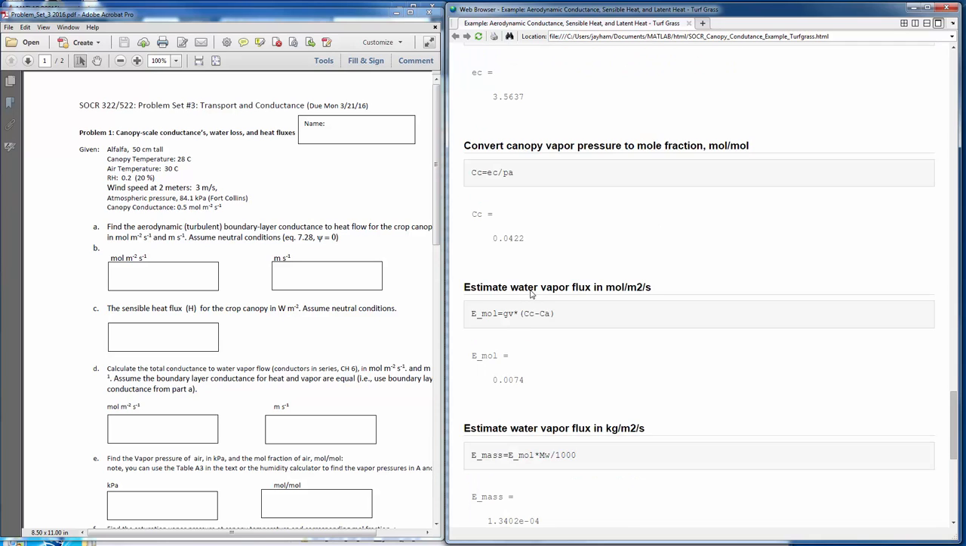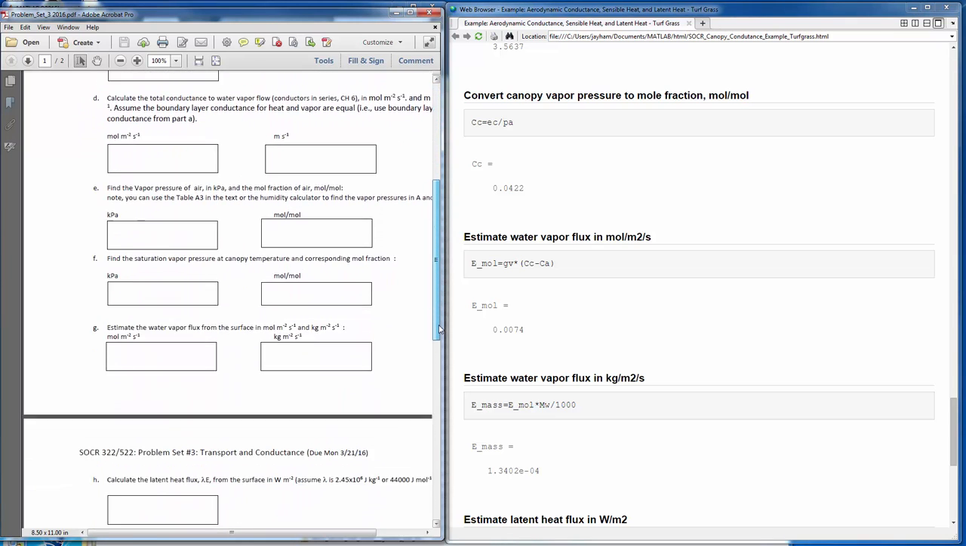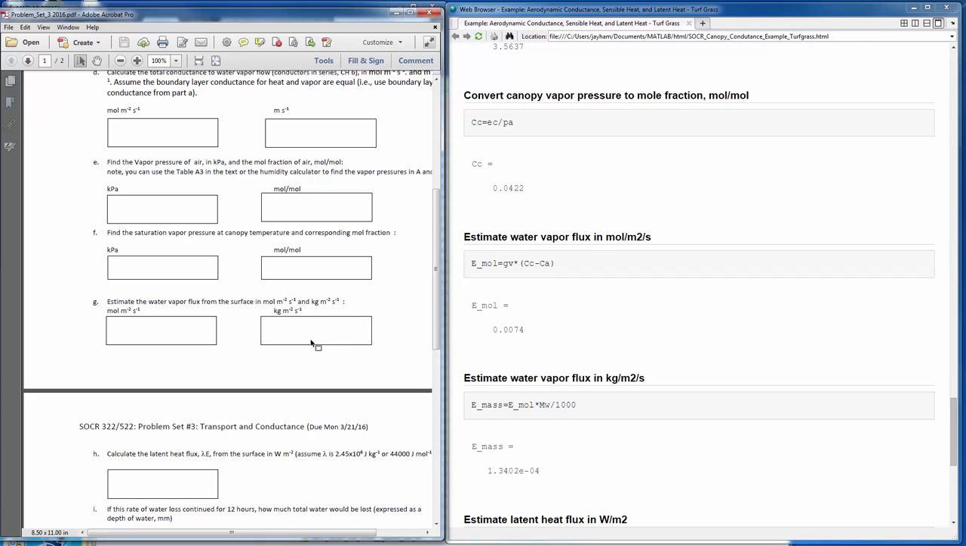And now we're finally ready to estimate water vapor flux. Okay, so we're basically down to this place in your homework. That's pretty simple. In this case, our molar flux is just the total molar conductance times the difference in the mole fraction between inside the canopy and the air. Okay, the numbers that we just calculated. And I get a molar flux of 0.0074 moles of water per meter squared per second.